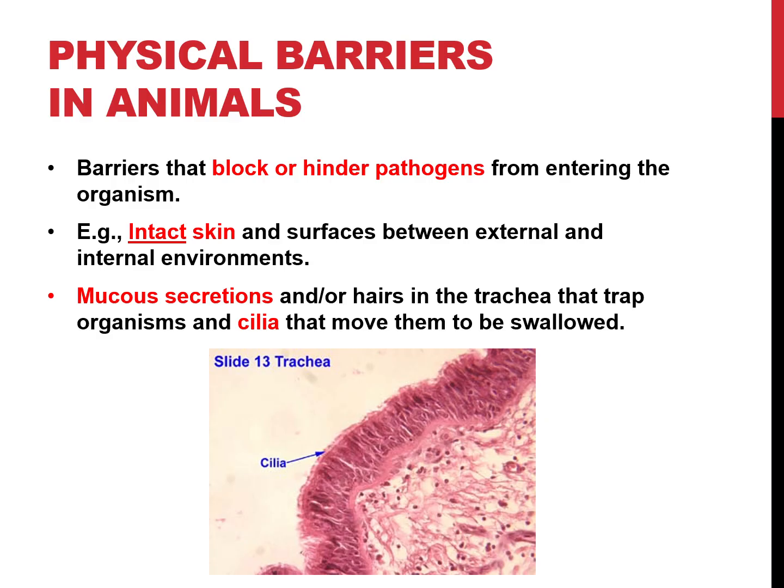All right, so what are some physical barriers? First and foremost, to block these infectious agents, the pathogens we've talked about. So it can include stuff like, and you have to say specifically, intact skin. All right, so not just skin, because you can cut yourself in your skin. So intact skin, which keeps out the pathogens essentially from your internal environment.